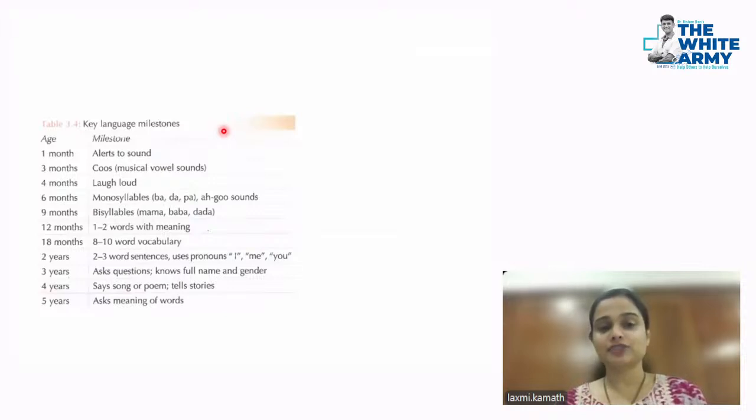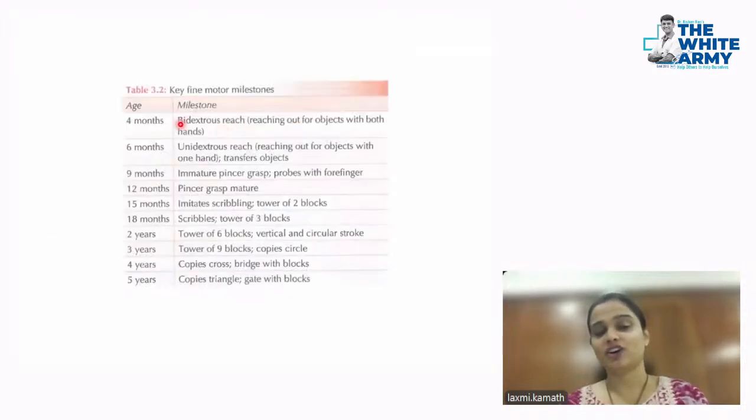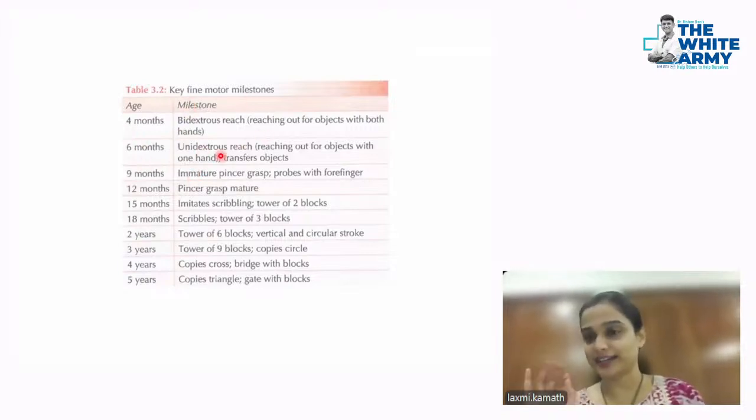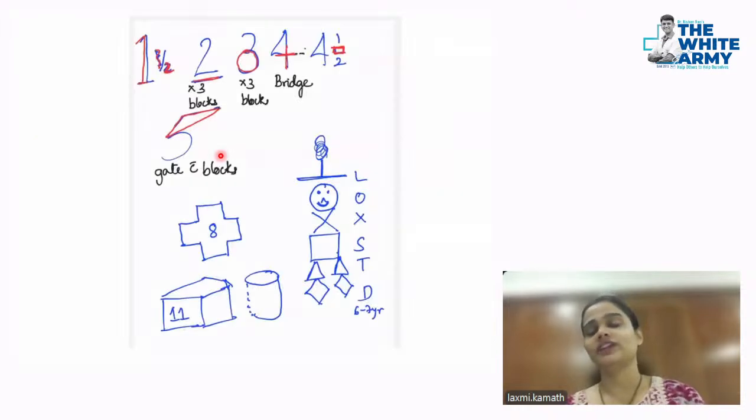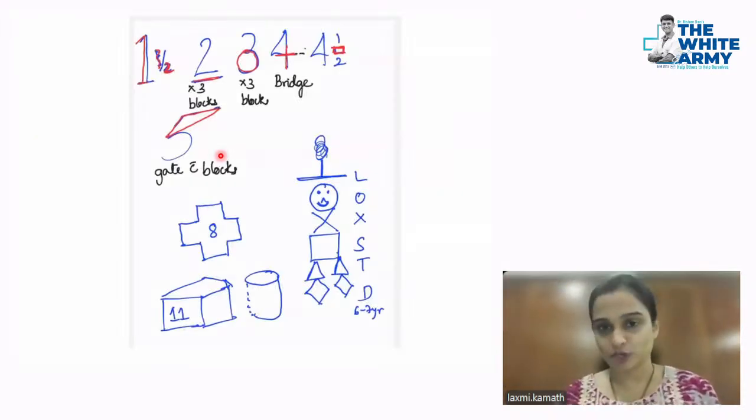Next coming to, in the fine motor skills, only the first 4 you will have to remember properly. That is 4 months bidextrous reach, 6 months unidextrous reach, at 9 months there is immature pincer grasp, at 12 months there is mature pincer grasp. Then you can just remember this mnemonic and write up the fine motor skills.